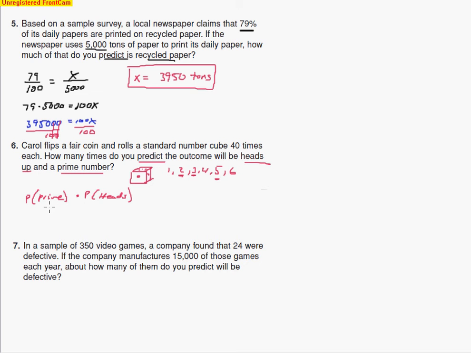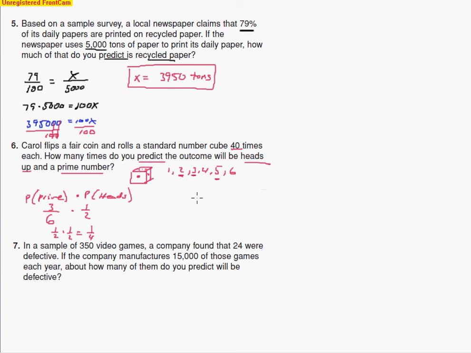So let's take a look at the probability of a prime is 3 out of 6 times by 1 out of 2. Well, we can reduce this fraction. It just reduces down to 1/2 times by 1/2 equals 1/4. So that's the probability of landing on a prime number and landing on a head when we flip the coin and then roll the die from these two independent events. And then from there, we want to find out, well, how many times do you think it's going to land on that if we roll and flip 40 times?